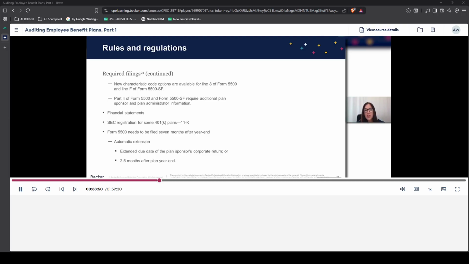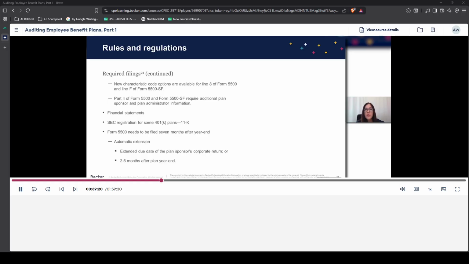Now, if a plan meets certain requirements, then the audited financial statements have to accompany that Form 5500. If you do run across or have the opportunity to audit what's called an 11-K 401(k) plan, they have some additional filing and reporting requirements because an 11-K 401(k) plan is one that is registered with the SEC, and their filing deadlines, for example, are different than other types of 401(k) plans.